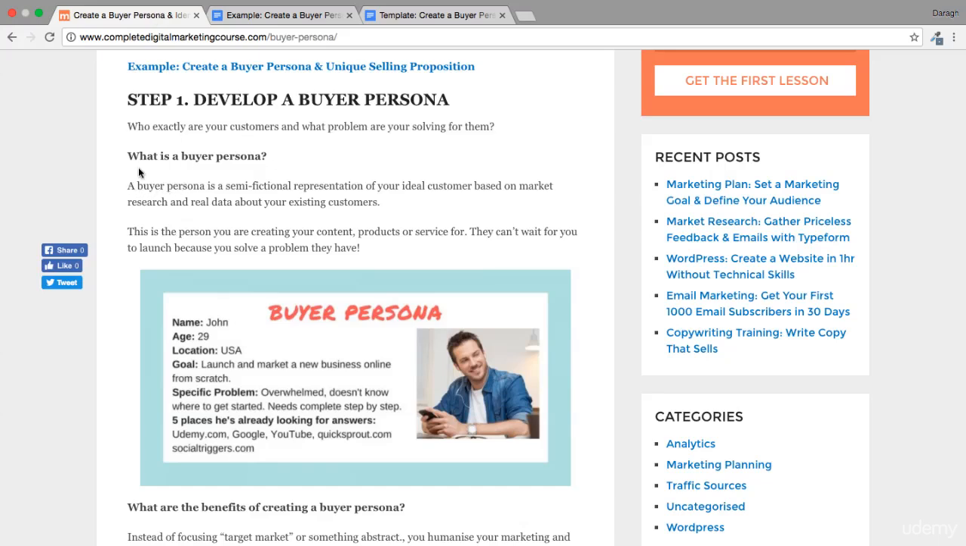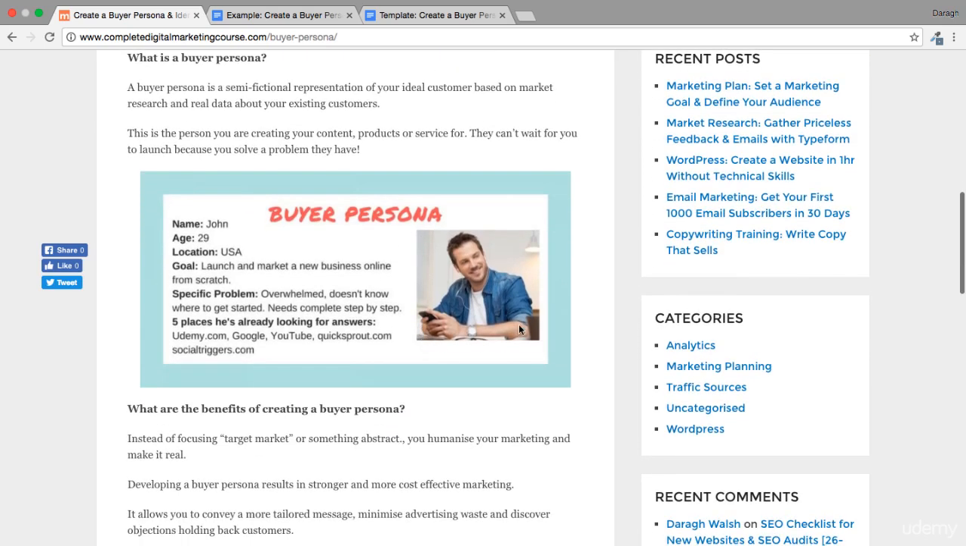So in terms of what is a buyer persona, well, it's a semi-fictional representation of your ideal customer. Down here you can see the buyer persona that I created for this course. There's a picture, there's a name, etc. Now this is totally fictional. This student doesn't exist. There is no student like this in the course.